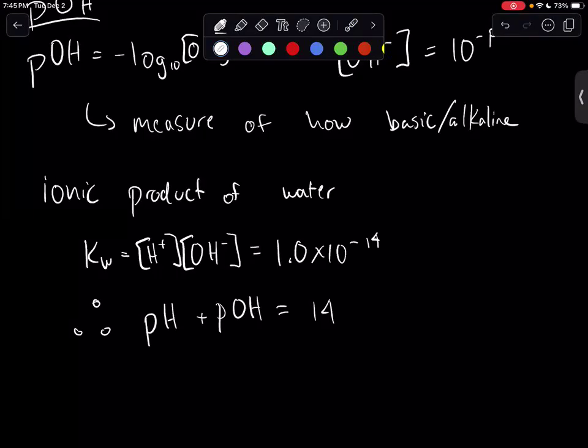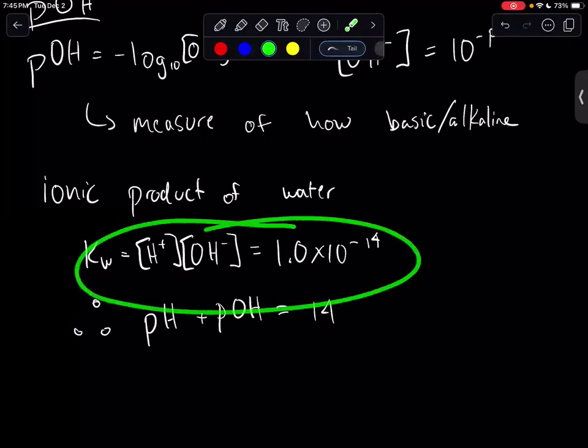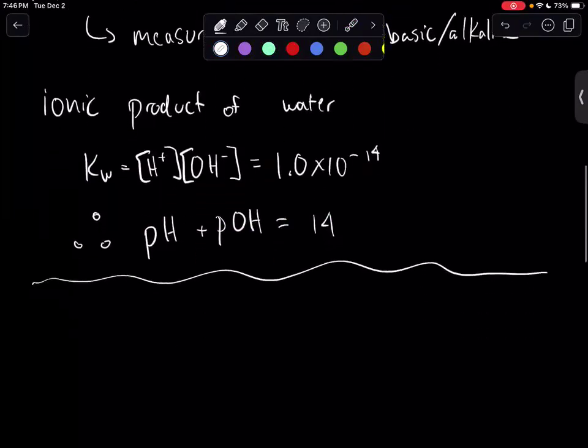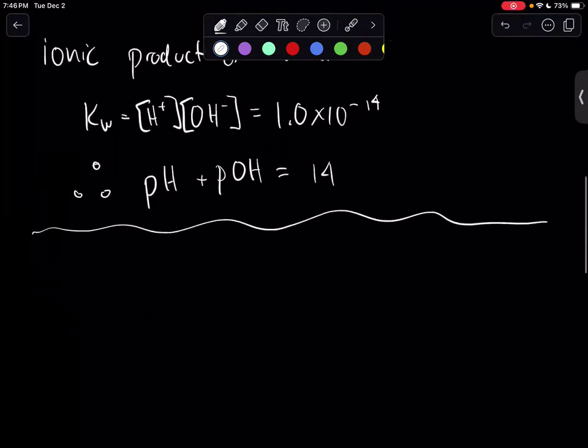So our pH and pOH are just relative amounts compared to 14. So a pH of 1 has a pOH of 13. So we can interconvert between all of these quite easily using the ionic product of water along with our pH and pOH equations. So that's all there is for 3.1.9, which is why we also bring in 3.1.10, where we're going to talk about acid and base dissociation constants.